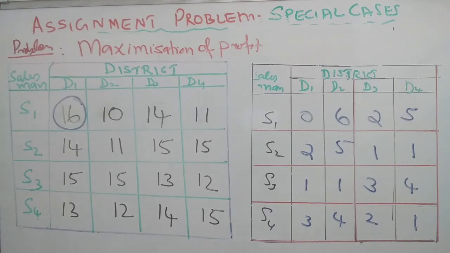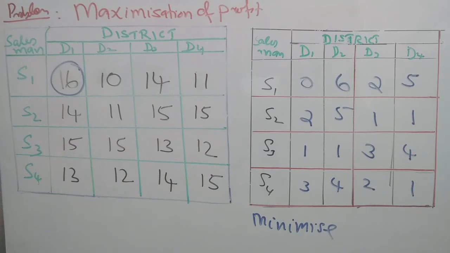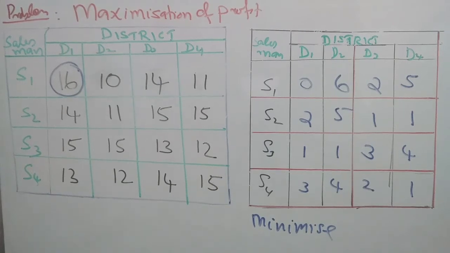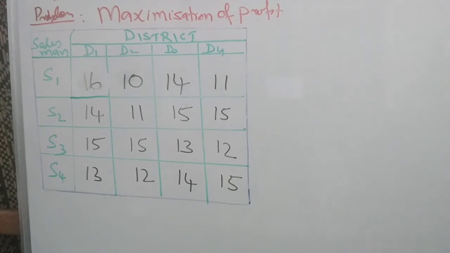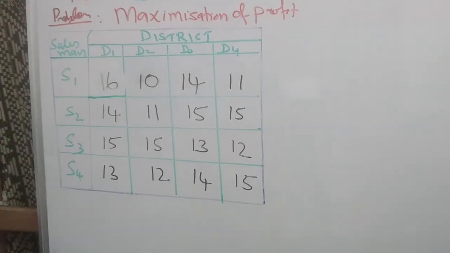Now our objective is to minimize. This is a problem of minimization. So this is the situation of maximization of profit. The problem is changed into a problem of minimization by subtracting each and every element from the largest profit coefficient. Then apply the Hungarian method as discussed earlier. By applying the Hungarian method, as we know, this problem can be solved.